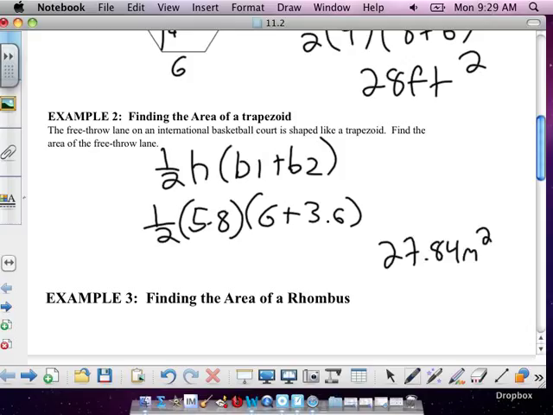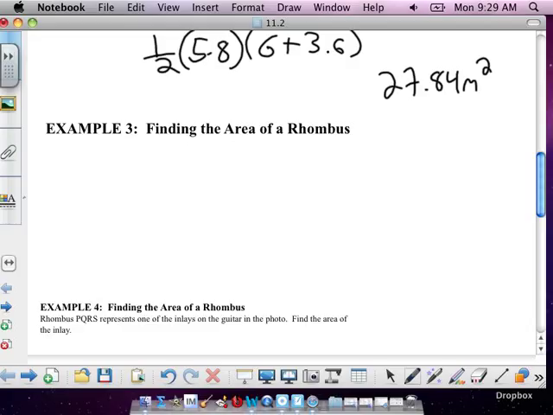How are we feeling about this? Pretty simple, plugging into that formula? Questions about this? Any? Okay. Let's move on to rhombuses.